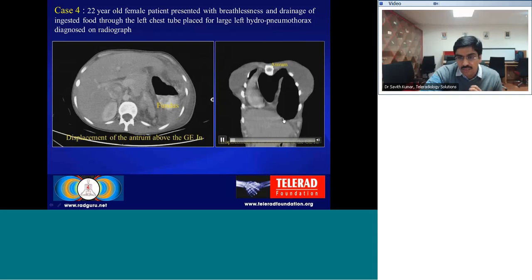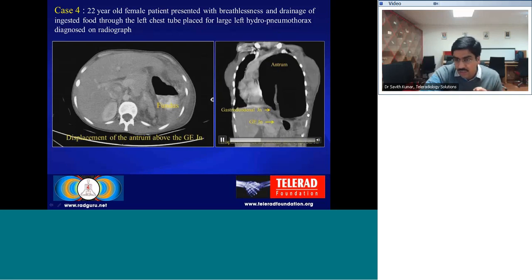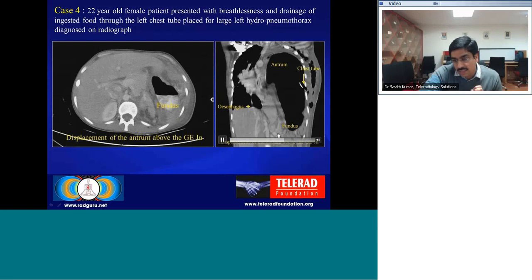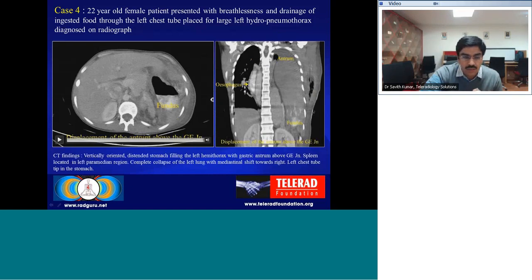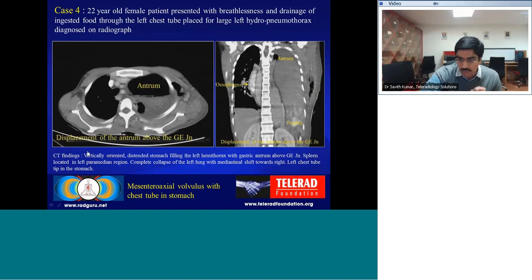So let's see the coronal images. Again, re-demonstrating the same findings, a vertically oriented stomach with the antrum on top and the gastroesophageal junction below the gastroduodenal junction. And this is the spleen which is located in the paravertebral region. The diaphragm is not well visualized, so it was not clear whether it was an eventration of the diaphragm or a large diaphragmatic defect. There is a contralateral mediastinal shift. So this is a case of a mesenteroaxial volvulus with a chest tube which is piercing into the stomach and the tip within the distended stomach.